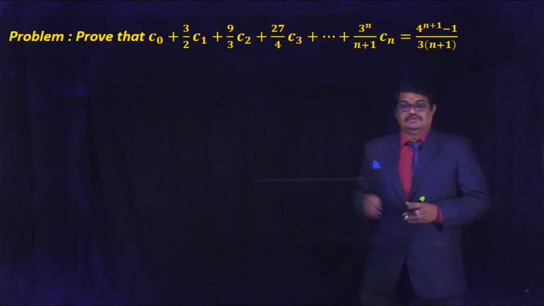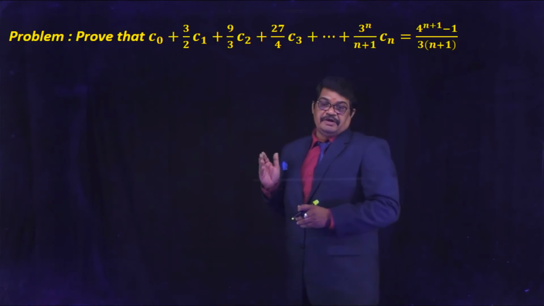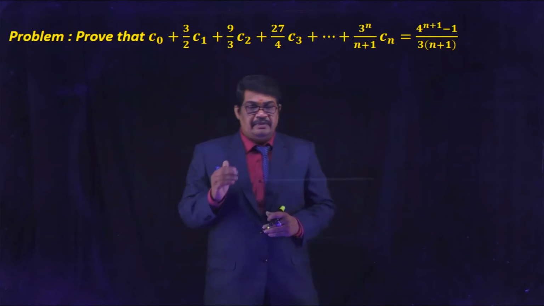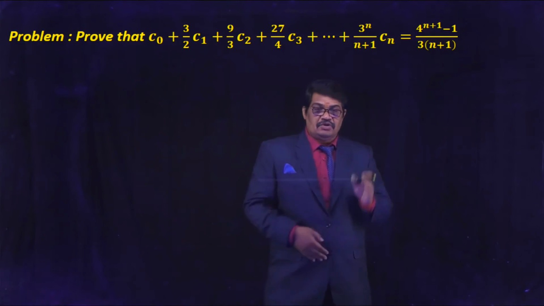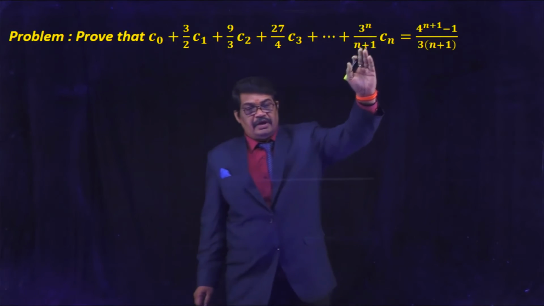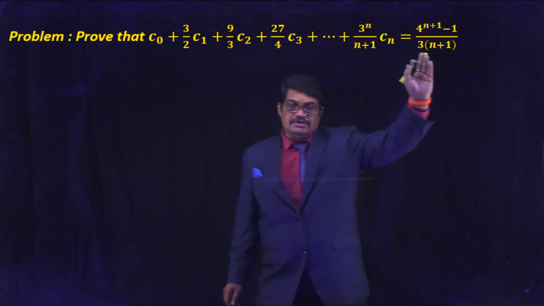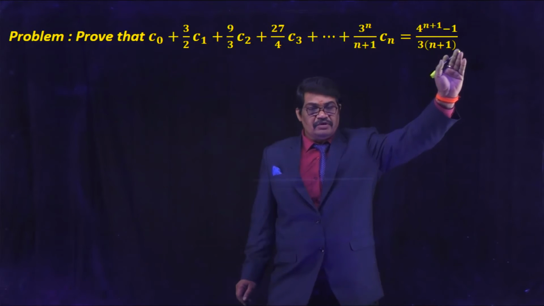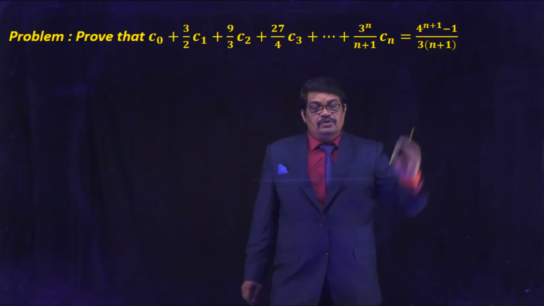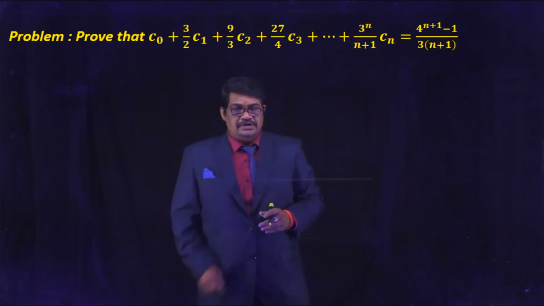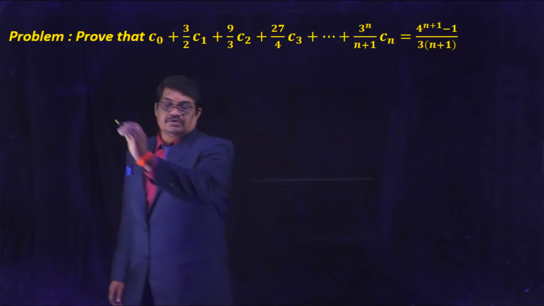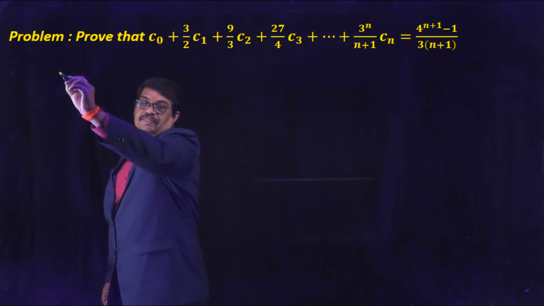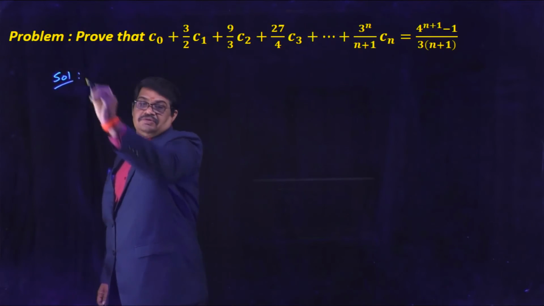Prove that C0 plus 3 by 2 C1 plus 9 by 3 C2 plus 27 by 4 C3 and so on, up to 3 to the power of n by n plus 1 Cn, is equal to 4 to the power of n plus 1 minus 1 by 3 into n plus 1. That is our proving result. See the solution.